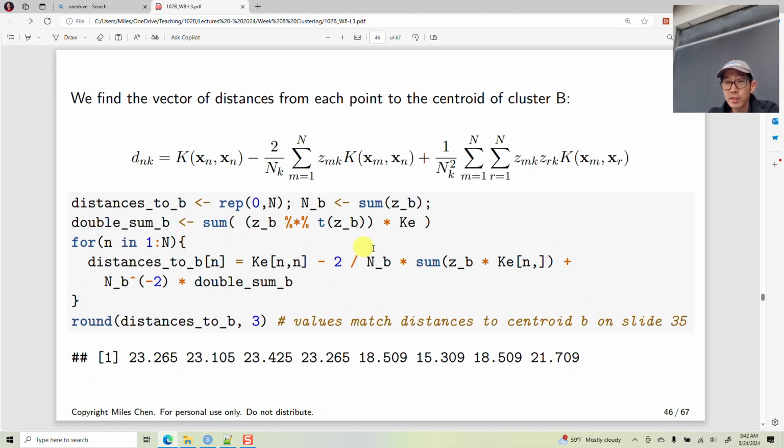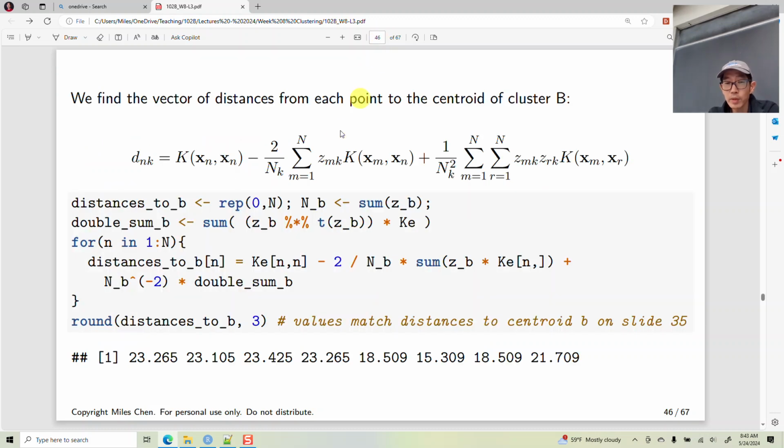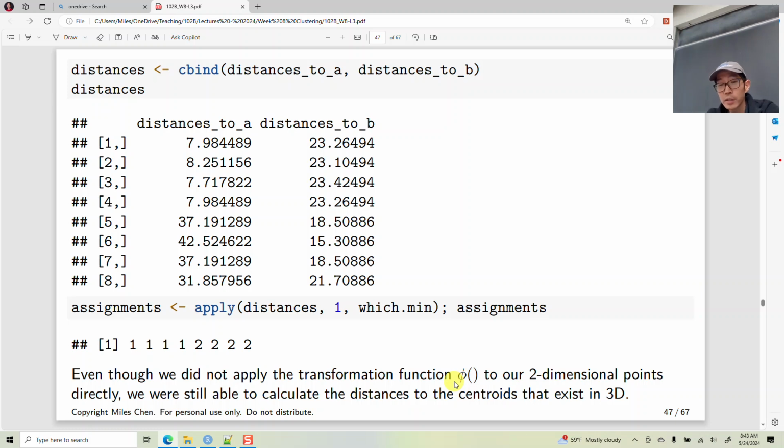Okay, same thing, these are the distances to centroid B. And again, comparing back to slide 36, sorry, I put slide 35 in the notes, but slide 36, we have these distances 23.2, etc., 18.5, 15.3. We have those same distances. And so we're able to calculate the distances to the centroids without calculating the actual location of the centroids. And then we can say, all right, which one has the smaller distance to each centroid? And then we can redo our assignments there.